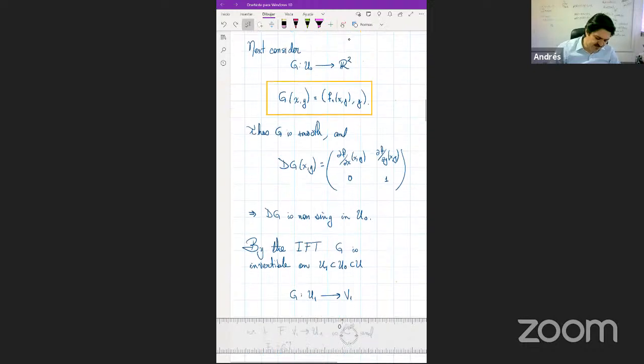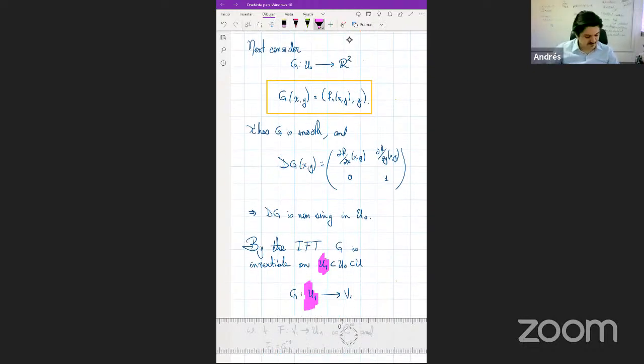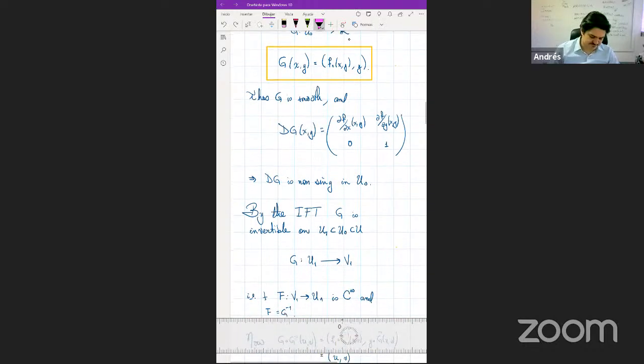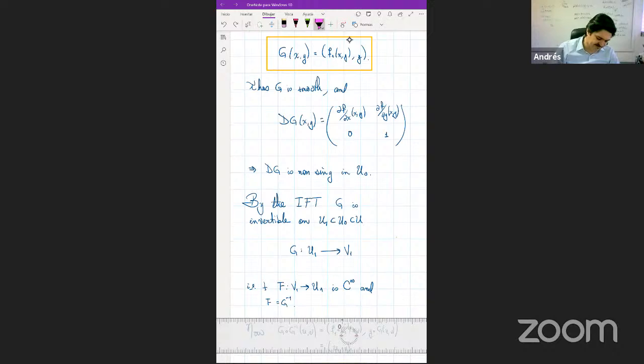So maybe in a smaller set, G is invertible, and I will call it F. Okay? So maybe I have to shrink my domain. So I have U1, a smaller set that contains 0, and where G is invertible.